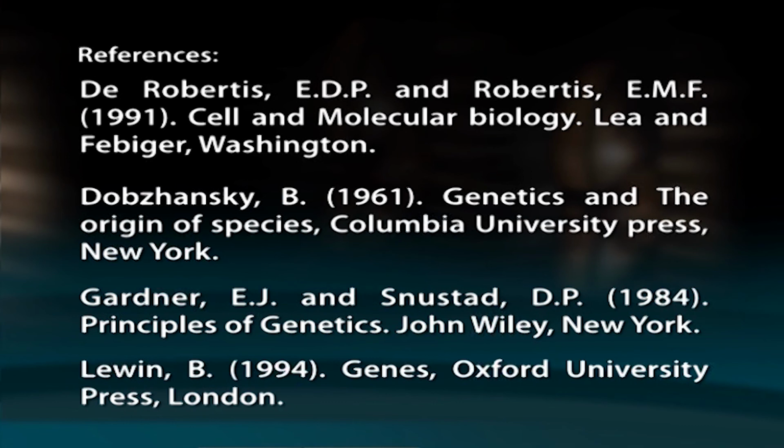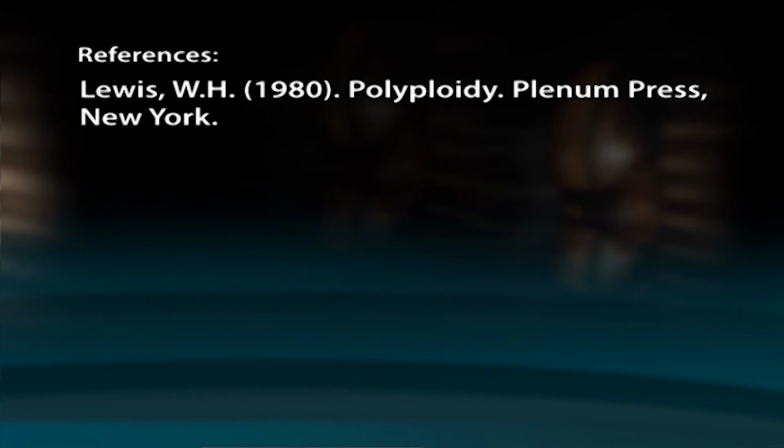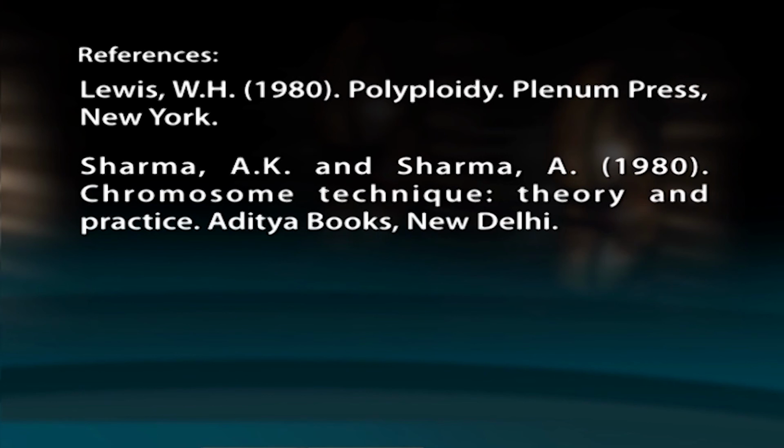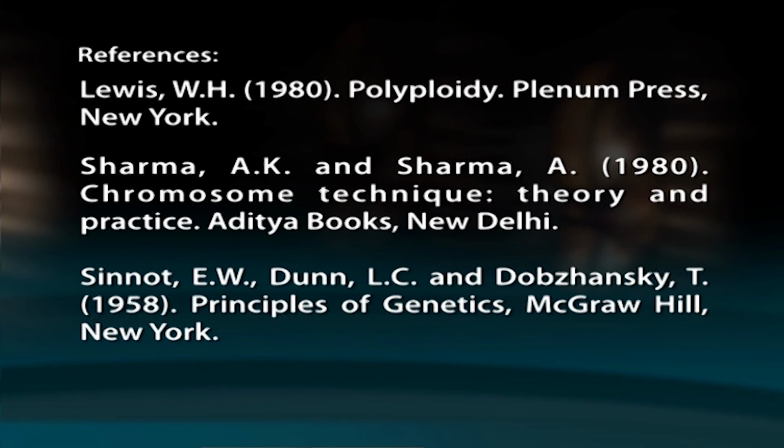A fourth book is with the title Genes, authored by Lewin in the year 1994, published by Oxford University Press, London. A fifth reference is with the title Polyploidy, authored by Lewis in the year 1980, published by Plenum Press, New York. A sixth reference is with the title Chromosome Technique, Theory and Practice, authored by Sharma and Sharma 1980, published by Aditya Books, New Delhi. 7. A book with the title Principles of Genetics, authored by Sinnott, Dunn and Dobzhansky in the year 1958, published by McGraw-Hill, New York.